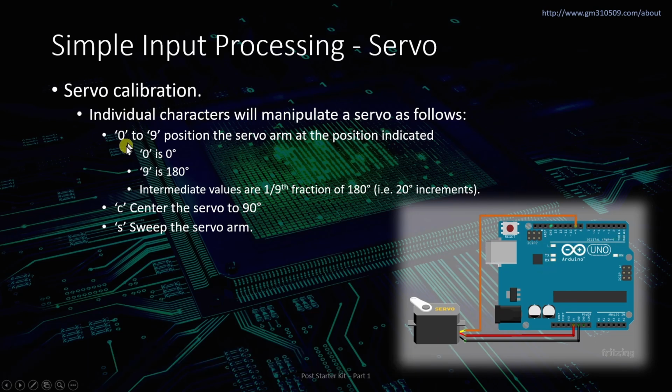And what we'll do is we'll send it the characters as done earlier, but this time instead of converting them or whatever, we'll use the information to drive the servo. A 0 will put it to the 0 degree position, 9 to 180 degrees, and as it says there, the intermediate values will be partway around the circle in increments of 20 degrees. Then we'll add a C to send to the servo and an S to sweep the servo. Okay, so let's get started with that.